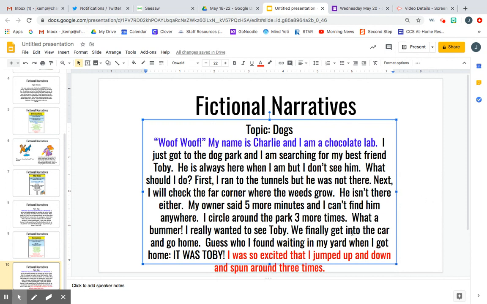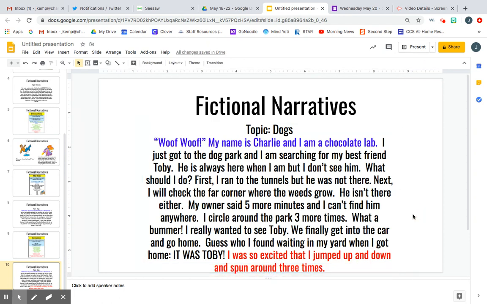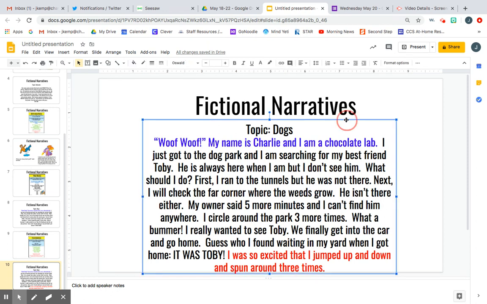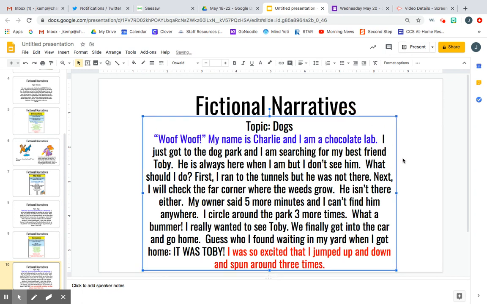Okay, it's just one sentence. It's super quick, just like our introduction. And it just kind of wraps up the end of the story. It tells how Charlie's feeling that he saw his best friend Toby.